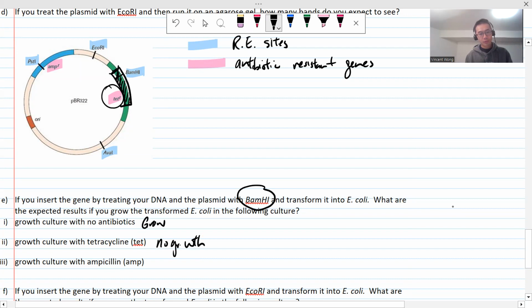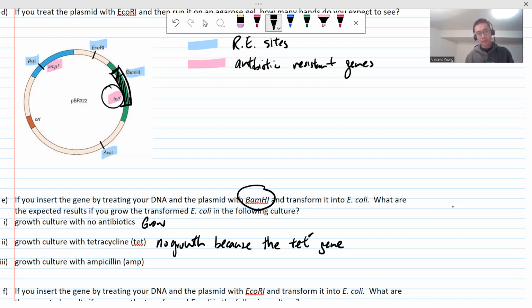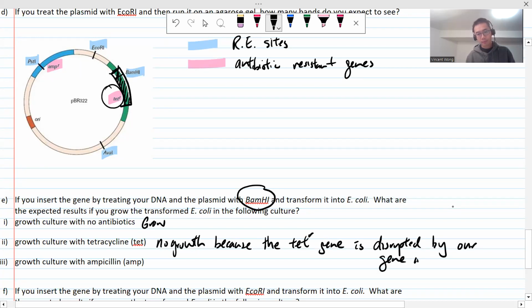No growth, because the tetracycline resistant gene is disrupted by our gene insertion. Okay, you put something in the middle of it, destroy the resistant gene. Even if they take up the plasmid, they're not going to have resistance for tetracycline.